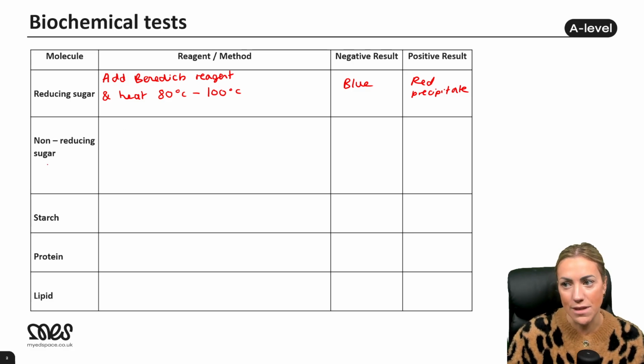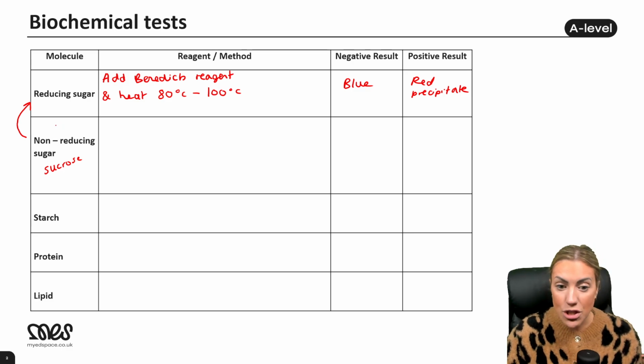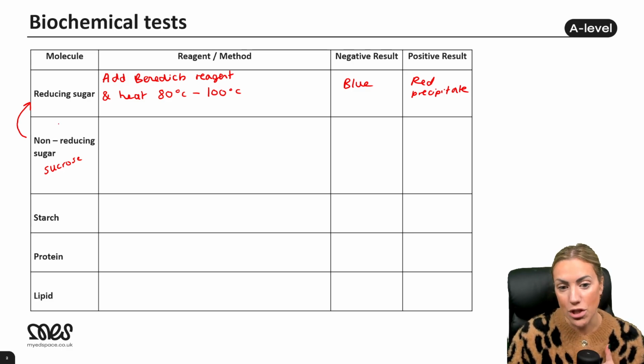Let's move on to the non-reducing sugar. The non-reducing sugar that you should know is sucrose, which is a disaccharide made out of glucose and fructose. If you had a solution and you thought it might be a sugar, you would probably do the test for the reducing sugar first. So you'd add your Benedict's, you'd heat it in a water bath. But if it didn't form that red precipitate, then you might want to check, well, it's not a reducing sugar, maybe it's a non-reducing sugar. So after you've done that initial Benedict's test, you would go on to complete these steps.